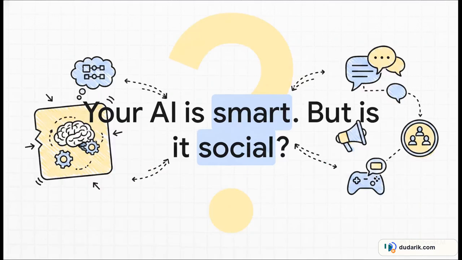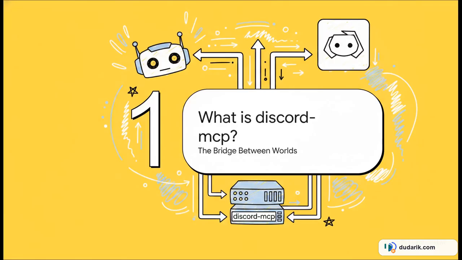So think about it. You've built this incredibly sophisticated AI agent. I mean, it can process data, it can run tasks, maybe it even writes code. But it's kind of stuck. It's stuck in a silo, just waiting for you to give it a command. It can't just jump into a conversation, post a status update, or help you manage your community. So in short, yeah, it's smart, but is it social? Well, that's the problem we're going to solve today. And the solution is Discord MCP.